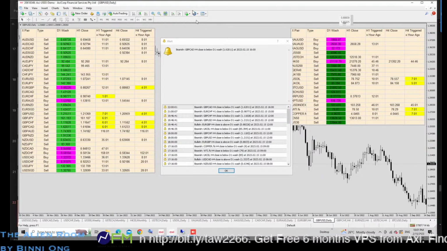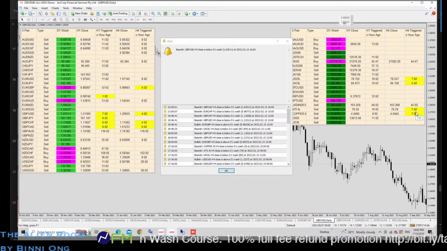Now, what is this one here? 801. What does it mean? It means 8 hours ago. So what's 8 hours ago? At 2 p.m., there was a sell signal, a sell trigger for Aussie versus the dollar. All right? Then why is this one here showing 7?